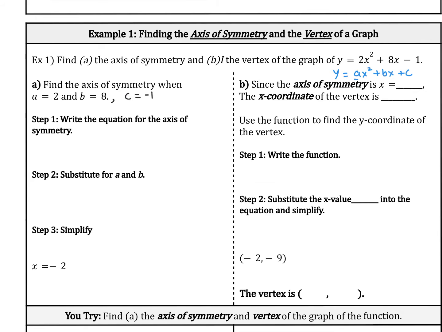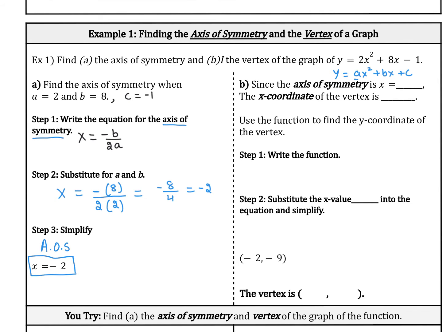Step number 1, writing the equation for the axis of symmetry. The equation for the axis of symmetry is x equals negative b over 2a. Now you're going to substitute the b and the a value. So what do we have for b? b is 8, so negative 8, and a is 2, so 2 times 2, and what we get here is negative 8 over 4, and that is negative 2. So once we simplify, we get x equals negative 2, and that is our axis of symmetry. Sometimes we write axis of symmetry as AOS in a shorter form.